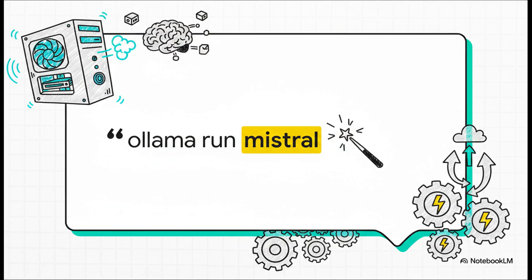Now for the really cool part. Getting your first AI model up and running with Llama is this easy. You just type Llama run and then the name of the model. In this case, we're using Mistral, which is a fantastic, lightweight model that runs really well on older hardware. Llama literally does all the heavy lifting for you.